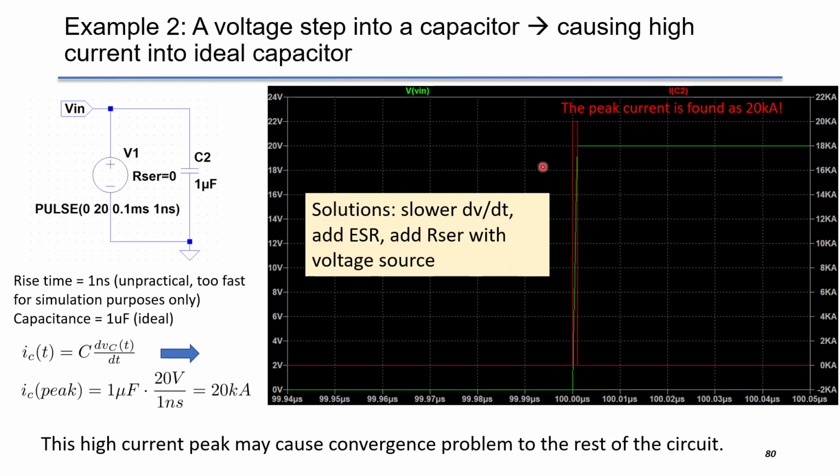We just want to show you that according to this voltage step in green as Vin, there's a huge current into the capacitor, which is found as 20 kiloamps by simulation.